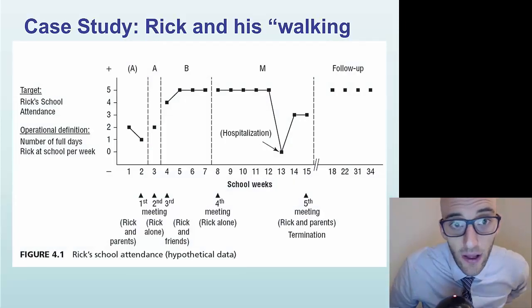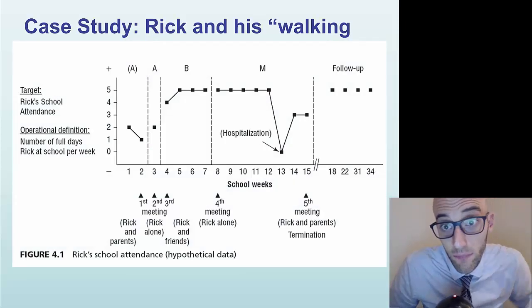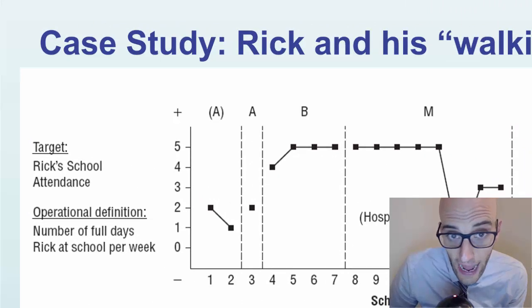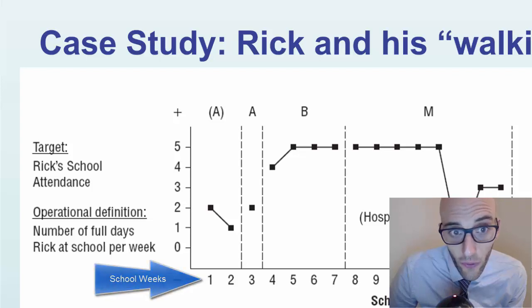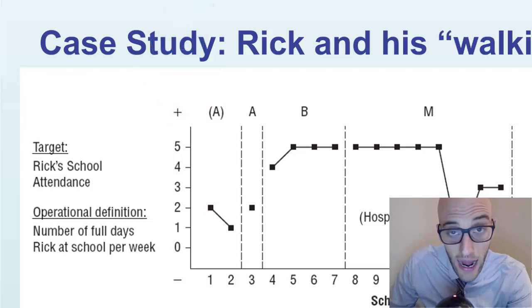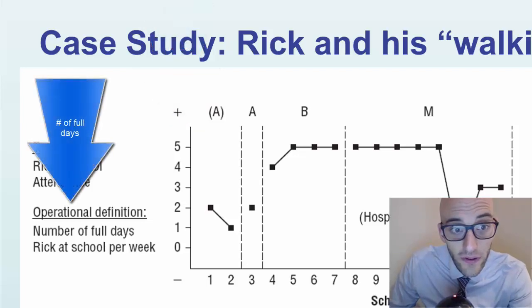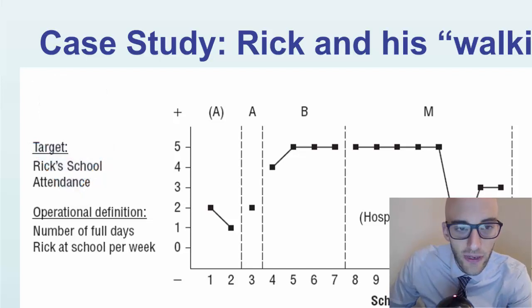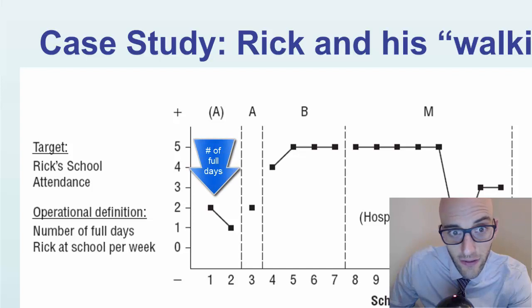So this is just an example of how you can graph single system designs. We'll talk about a baseline phase, which in this graph is illustrated by the letter A. A would be the baseline. You can see on the horizontal line would be school weeks 1 through 34, and the vertical line is attendance from 0 to 5. So the operationally defined problem here is the number of full days Rick attends a school day. So you can see in the baseline, in the first weeks, he only went for a full day twice in the first week and once in the second week.